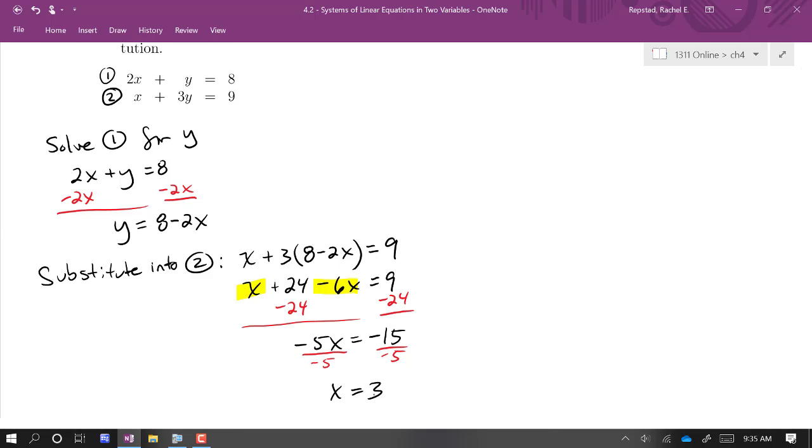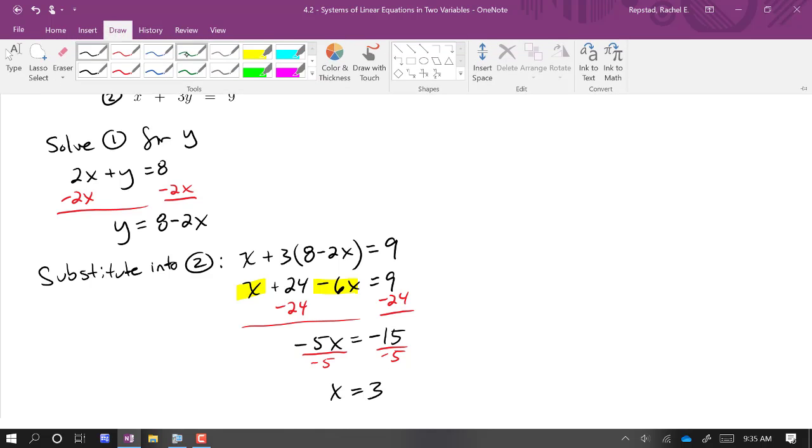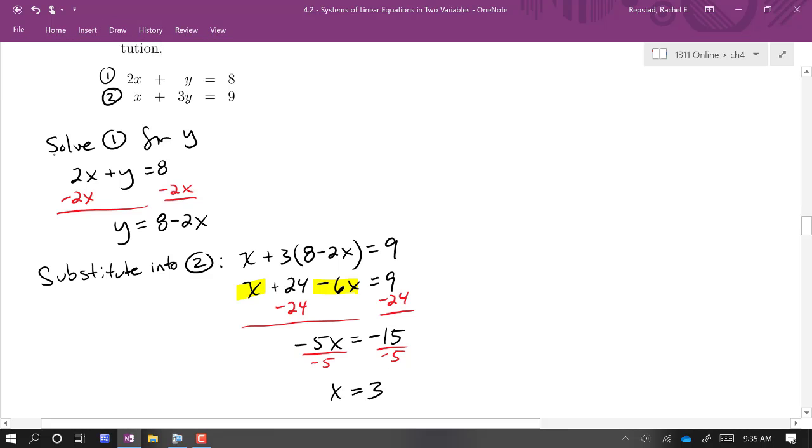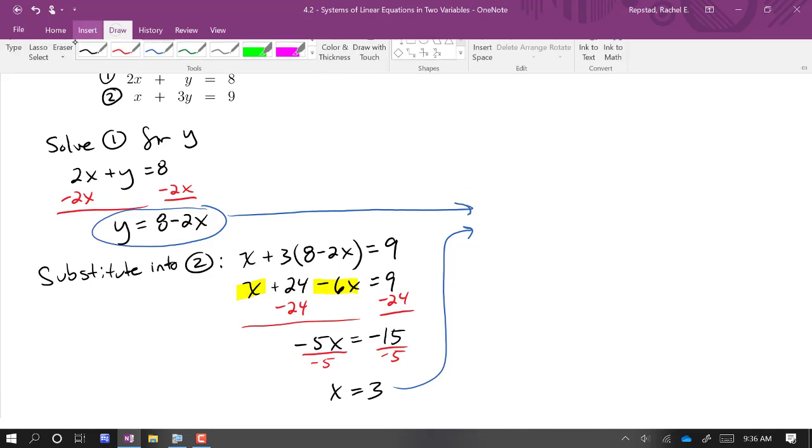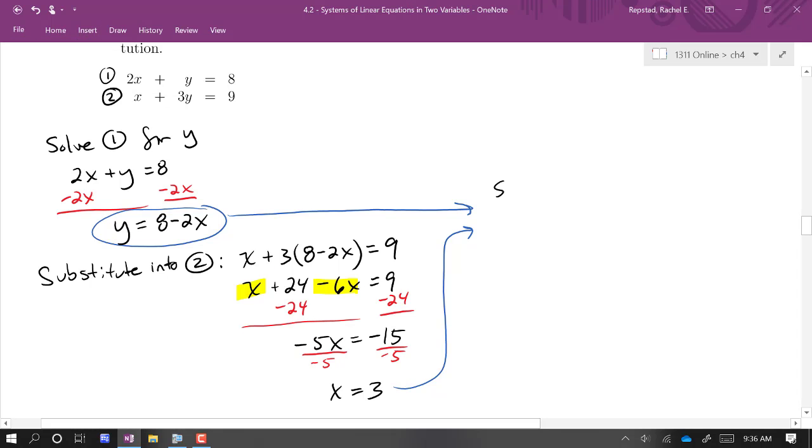Now we need to find y. Now look, in this process, in the very first thing, we said let's solve the first equation for y. So I have an expression for y in terms of x. So I'm just going to use it. I know that x is equal to 3. So now the last thing I'm going to do is solve for y.